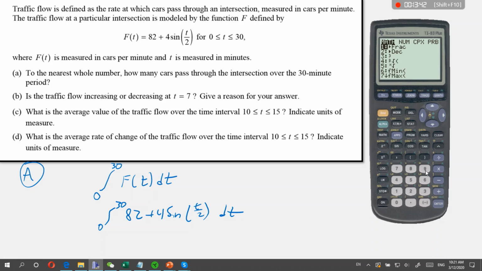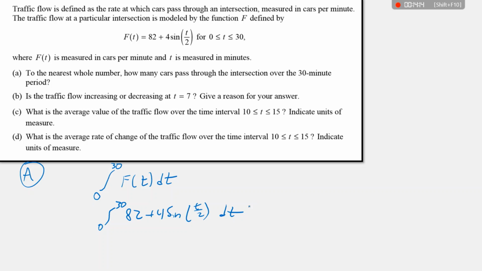Okay, so I want to integrate. This is math 9, my integral. Our function, which we just stored, is y variables, function y1. I'm going to integrate that function f of t in terms of our variable, which for us is x, from our lower bound of 0 to our upper bound of 30. That gives us 2,474.077.